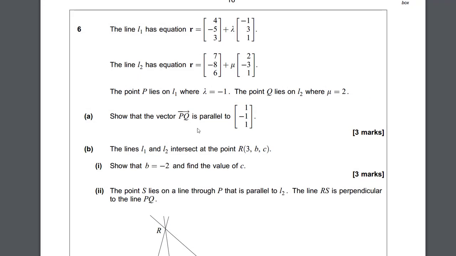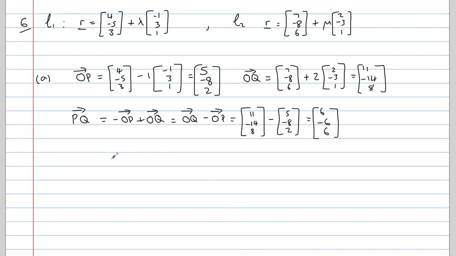So remember, we need to show that it's parallel to 1, -1, 1. So we can say that PQ is equal to 6 lots of 1, -1, 1, and that means that they are parallel. Remember, whenever you can multiply one vector by a scalar and get another vector, those two vectors are parallel.